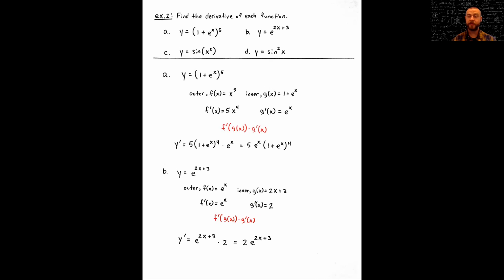All right, hopefully you're getting a sense for how divide and conquer works. Identify your outer and inner functions, calculate your respective derivatives, and then combine them back together. All right, let's take a look at parts C and D together.